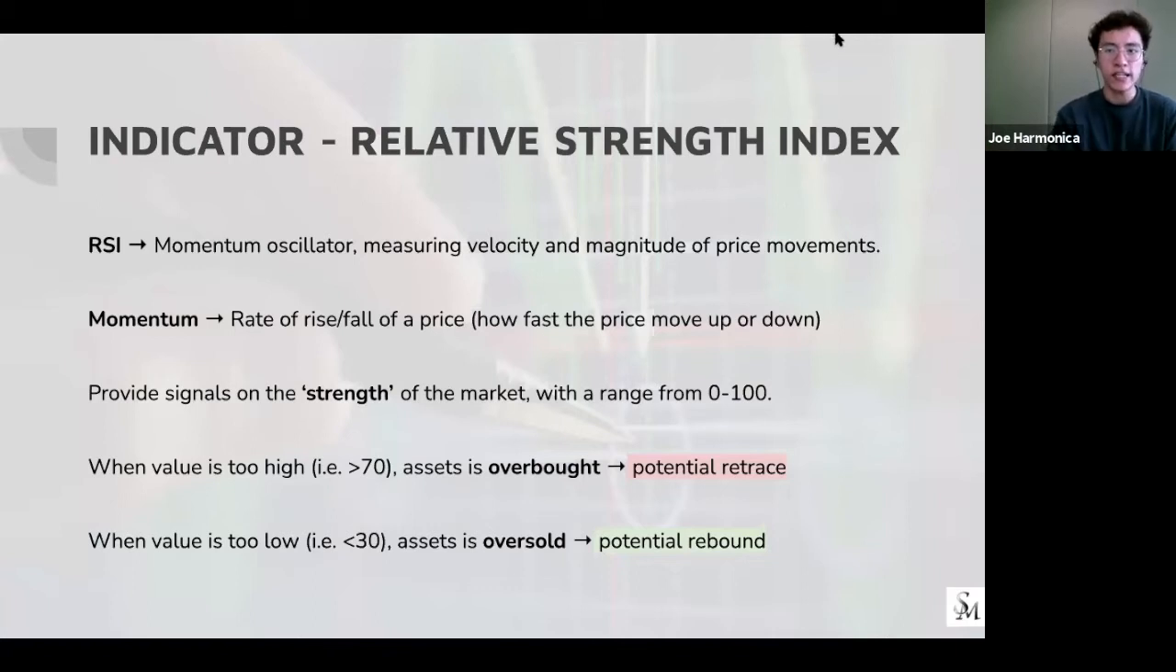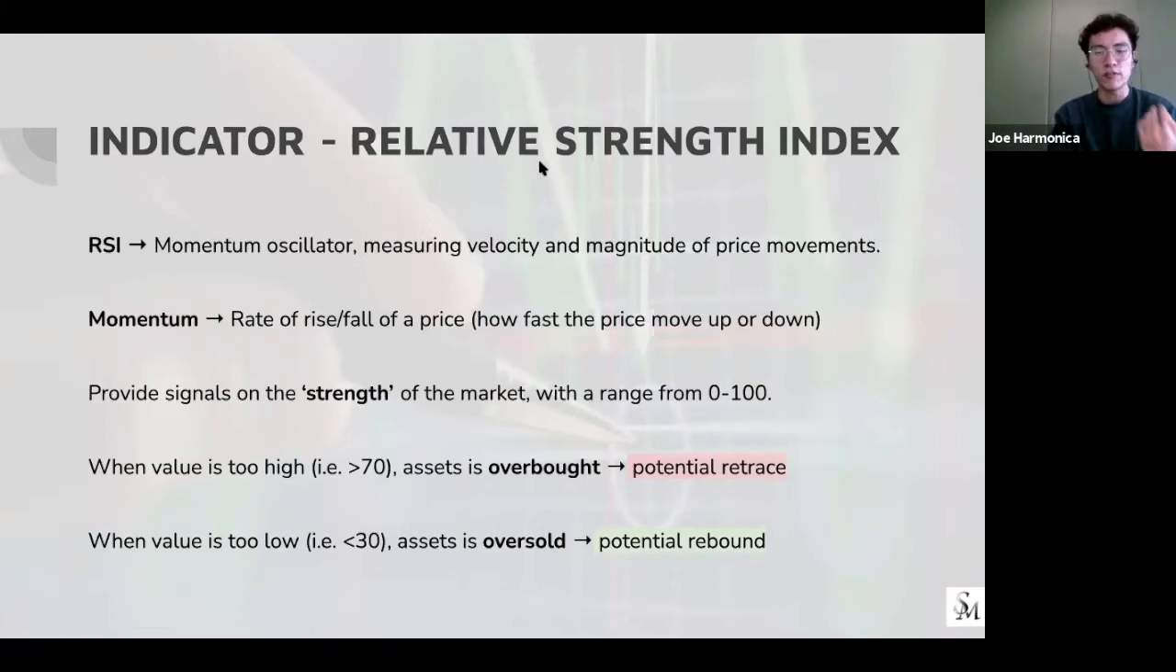RSI is a momentum oscillator. So it means that this indicator will travel like a sine wave. Go up, come down, go up, come down, go up, come down. And what it measures is the velocity, how fast the price spikes up or spikes down. What is the magnitude of the price movement? Say today up 10%, come down 5%, and you'll see it move very significantly up and down in RSI.